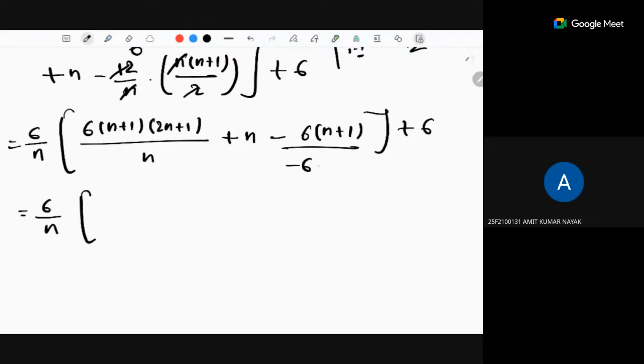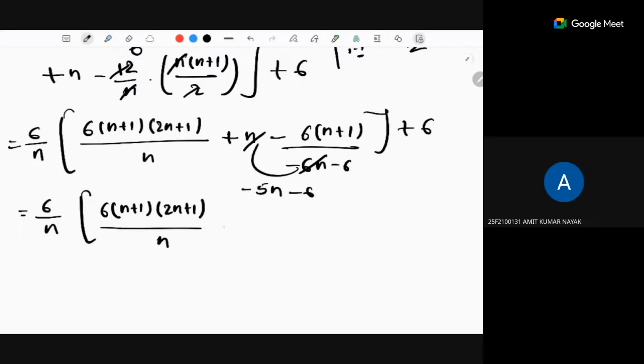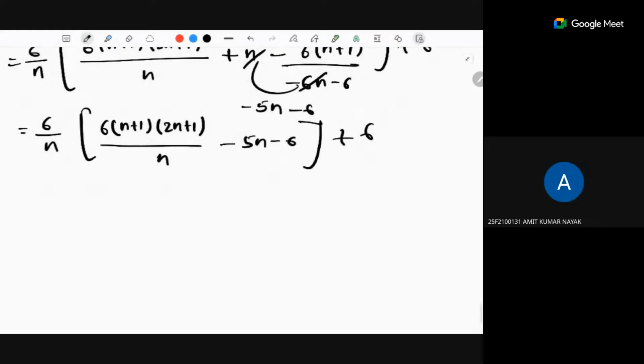This will become minus 6 and minus 6. So you can take this as minus 5 and minus 6. Right. So this will become 6 times n plus 1, n plus 2, n plus 1 on n minus 5, n minus 6 and n plus 6. So this is equal to 6 by n.